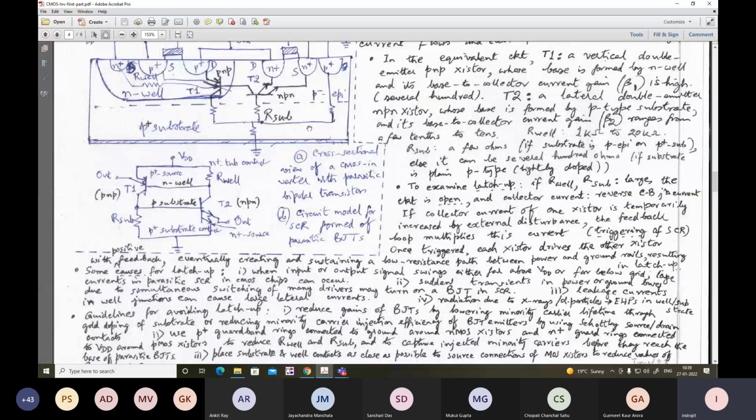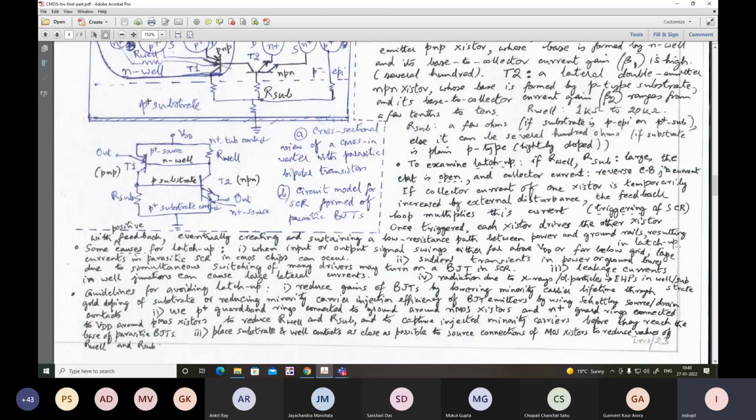So the beta value falls. It can be just a few tens, or it can go below one. So this is my very crude explanation as to why the lateral transistor has much lower beta compared to the vertical transistor. But Ankit and dear friends, please study if you want to know in detail why the vertical transistor provides higher beta than the lateral transistor.